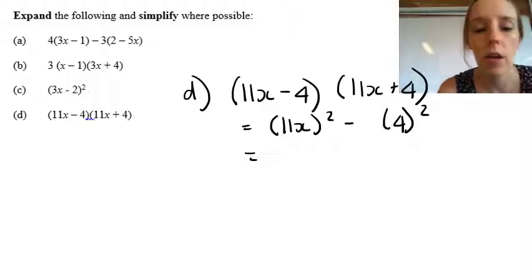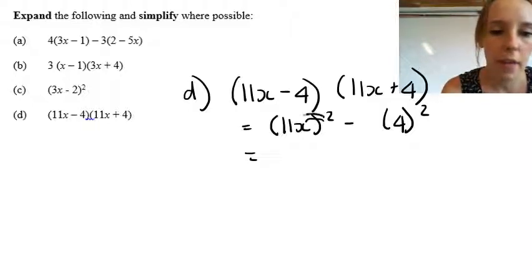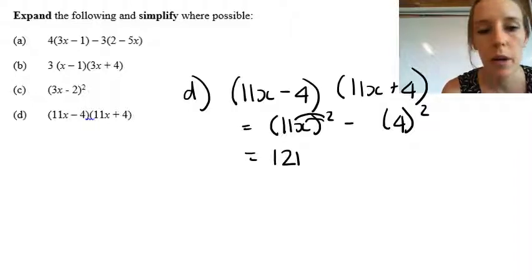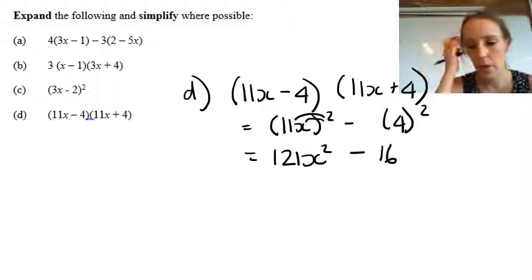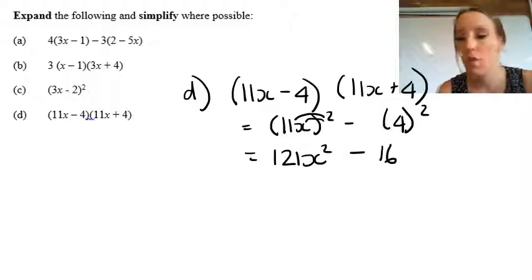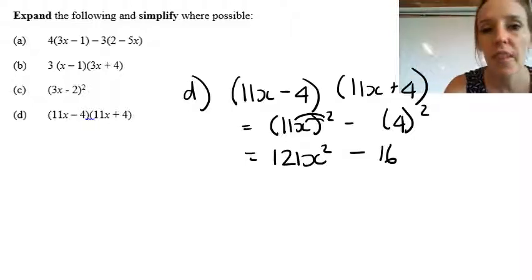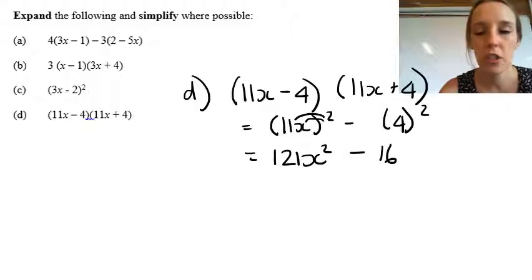Okay, so (11x) squared. Using our power laws, that power of 2 has to go to everything in the brackets. So 11 to the power of 2 is 121, because 11 times 11 is 121, and x to the power of 2 is just x to the power of 2. Take 4 to the power of 2 is 16. So that would be my answer there for the difference of perfect squares. I can't simplify that any further because I don't have any like terms, so I just leave it as is.